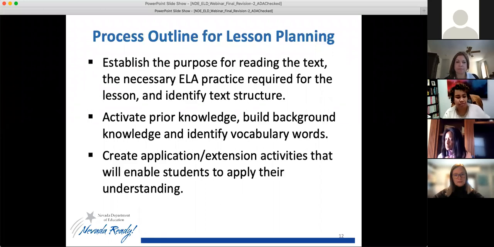So when we talk about establishing the purpose, set the why for reading the text. When you look at identifying text structure, that talks about whether or not it's an expository, narrative, or an opinion piece. When we talk about activating prior knowledge, we want to help them connect what they already know to the new piece of information. Of course, we want to build background knowledge. What do we want them to know about this prior to reading? And then we want to read the passage and plan for those purposeful questions so they can read with intention, and also create activities that will require them to apply their learning.